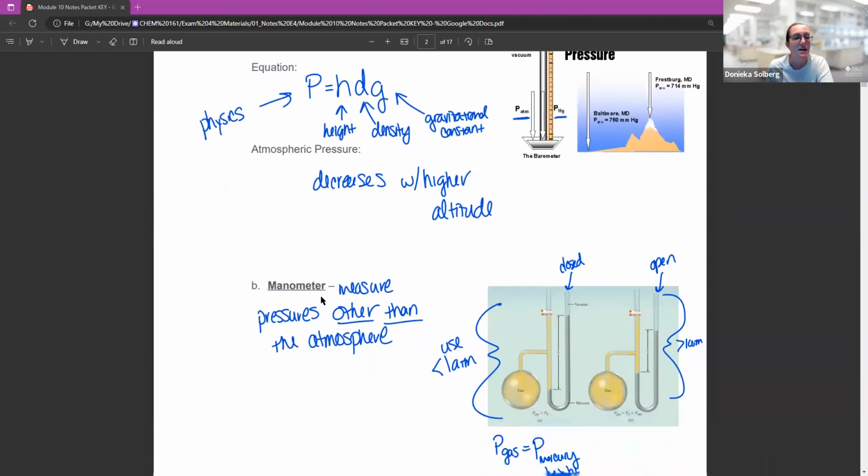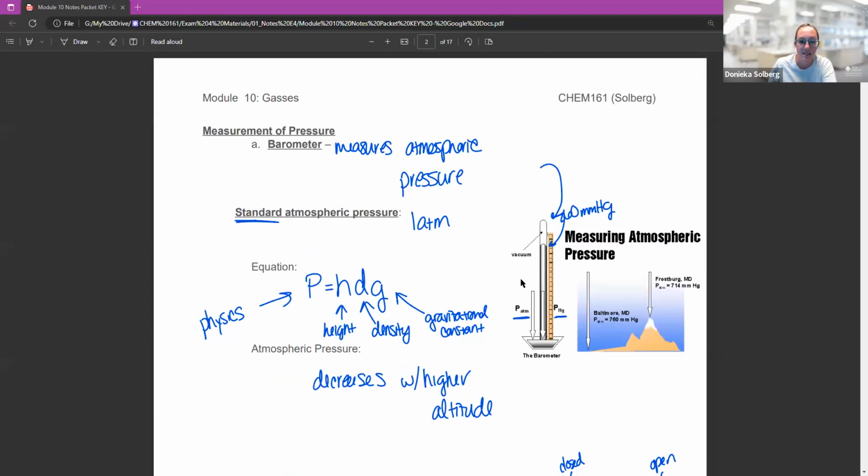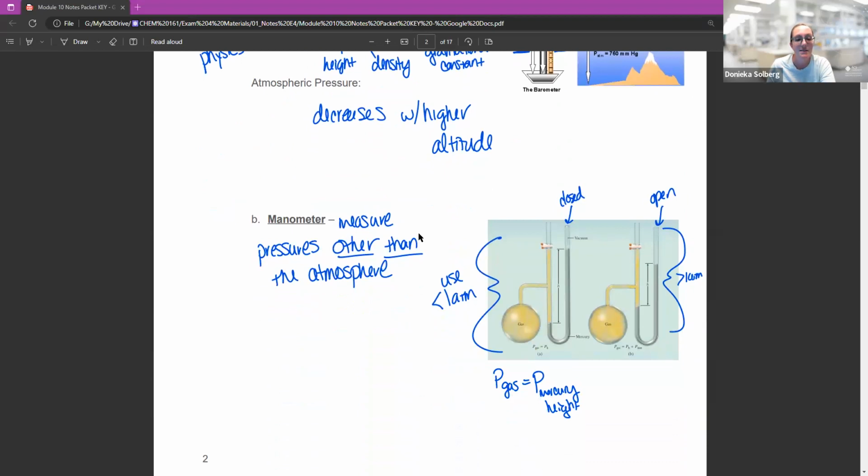So another way we can measure a gas, especially when we are in the lab, when we're doing something in a closed container, is called a manometer. Okay, so this was a barometer. This is like open air. And this is a manometer. This measures pressures other than the atmosphere.